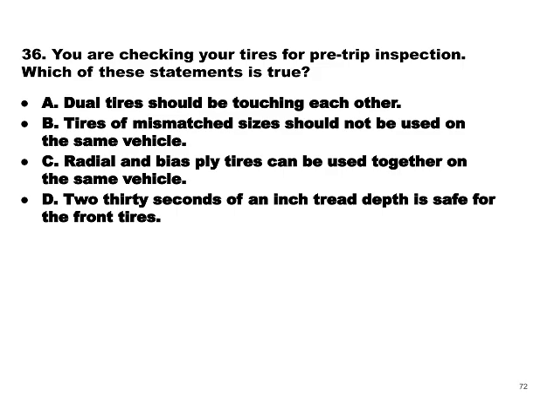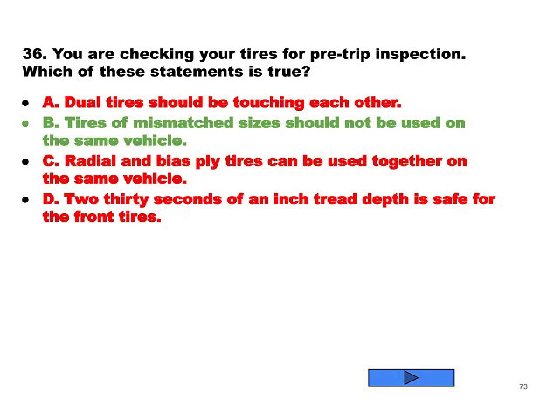You are checking your tires for a pre-trip inspection. Which of these statements is true? A. Dual tires should be touching each other. B. Tires of mismatched size should not be used on the same vehicle. C. Radial and bias ply tires can be used together on the same vehicle. D. 2/32 of an inch tread depth is safe for the front tires. The answer is B. Tires of mismatched sizes should not be used on the same vehicle.